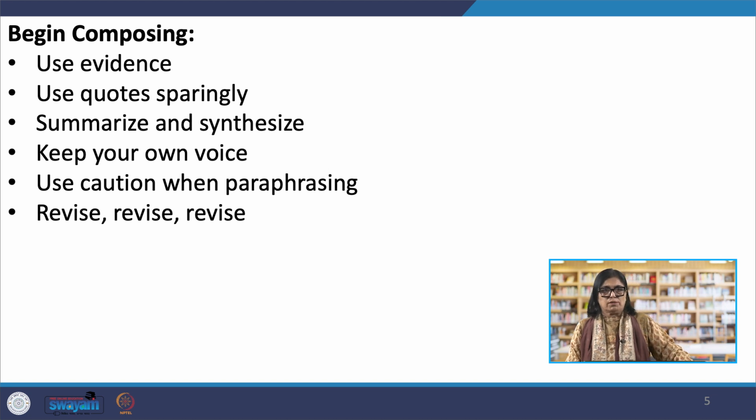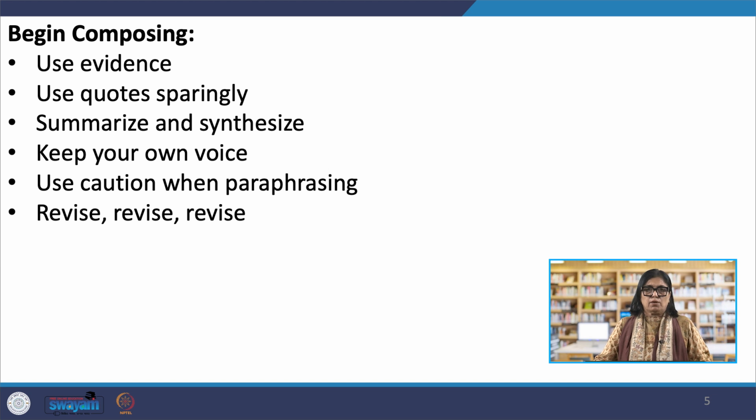Keep your own voice. While the literature review presents others' ideas, your voice, the writer's, should remain front and center. Notice that Falk and Mills weave references to other sources into their own text, but they still maintain their own voice by starting and ending the paragraph with their own ideas and their own words.